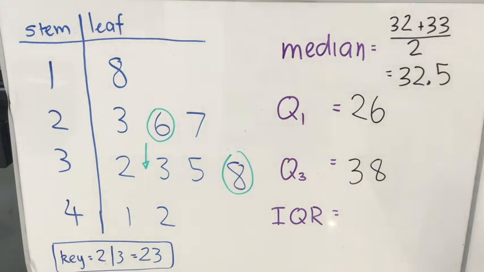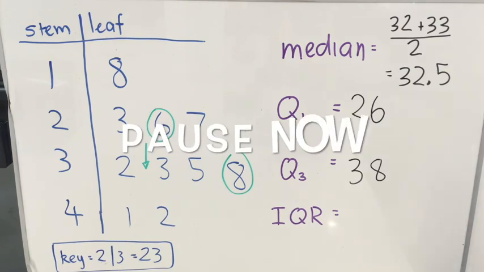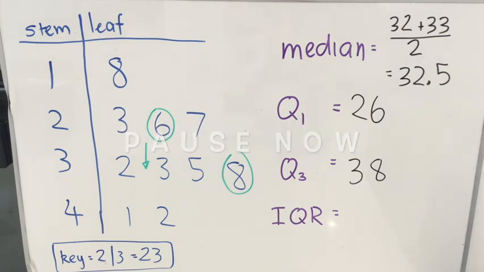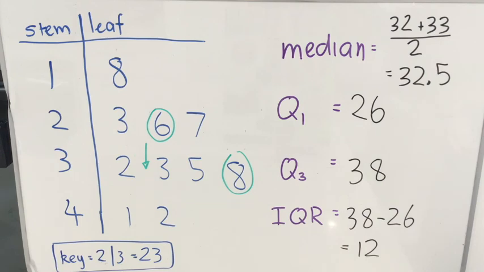Last one, look at your notes for IQR. That's a simple subtraction. See if you can work out how to do it. IQR is Q3 minus Q1. So 38 minus 26 equals 12. Let's go through the book questions.